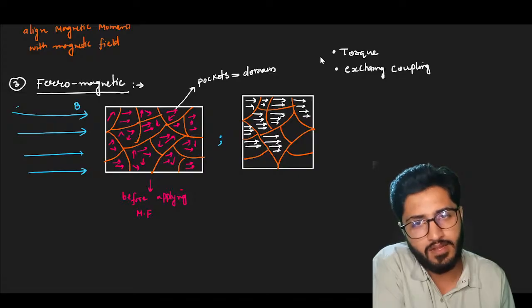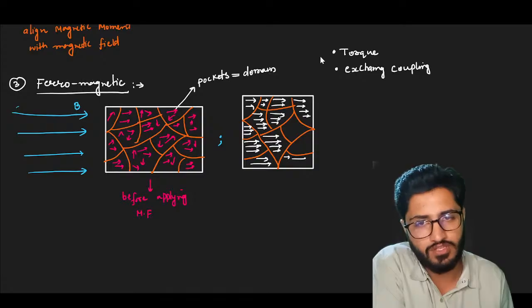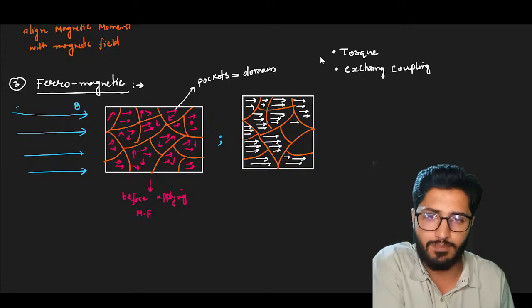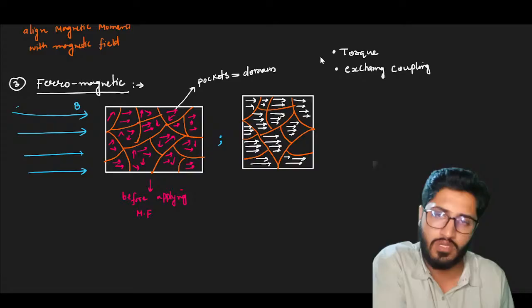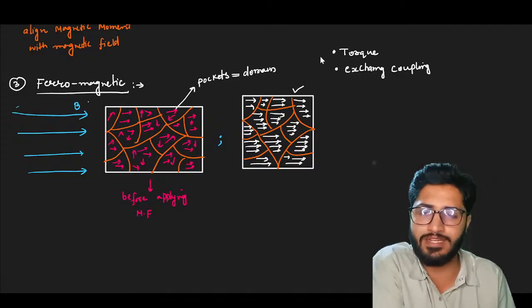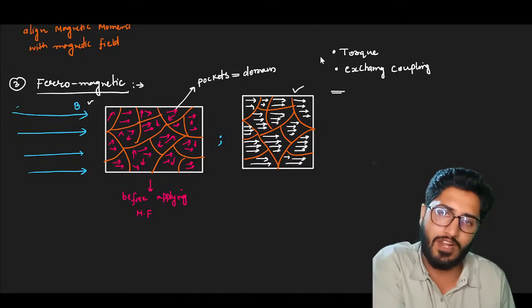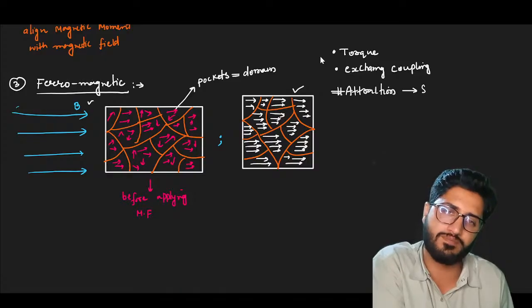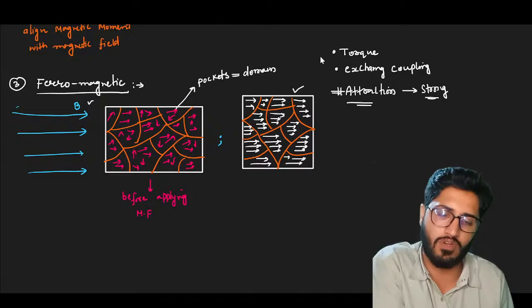In paramagnetic, only torque was there. But here, exchange coupling is also present. So now you can see the magnetic moment direction and the B direction are the same, so there will be an attraction, and this attraction is very strong.